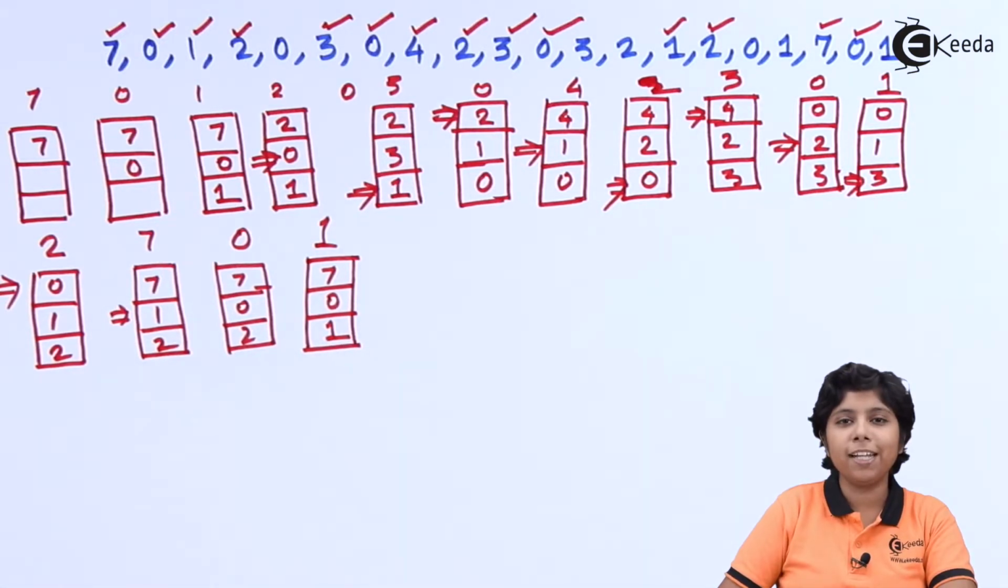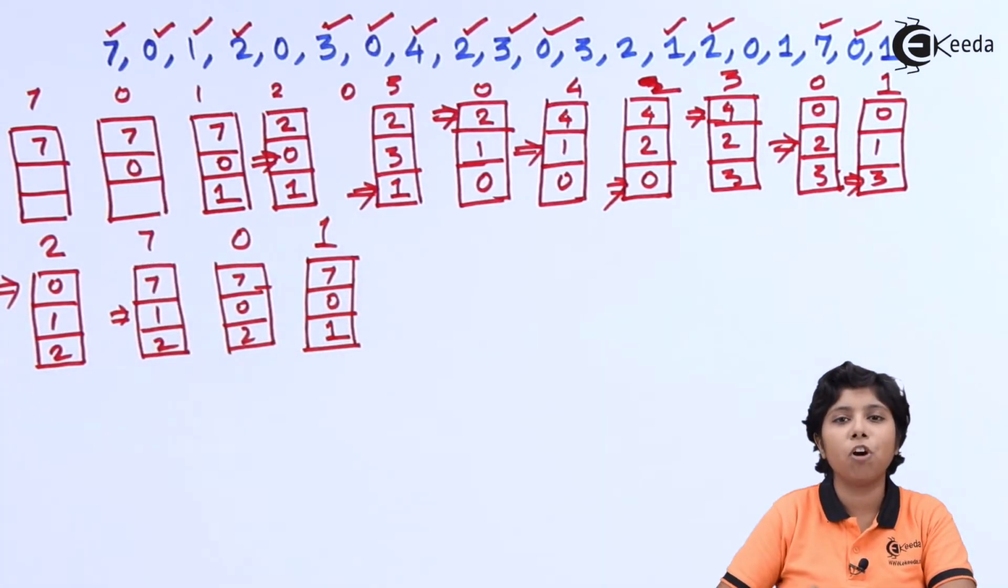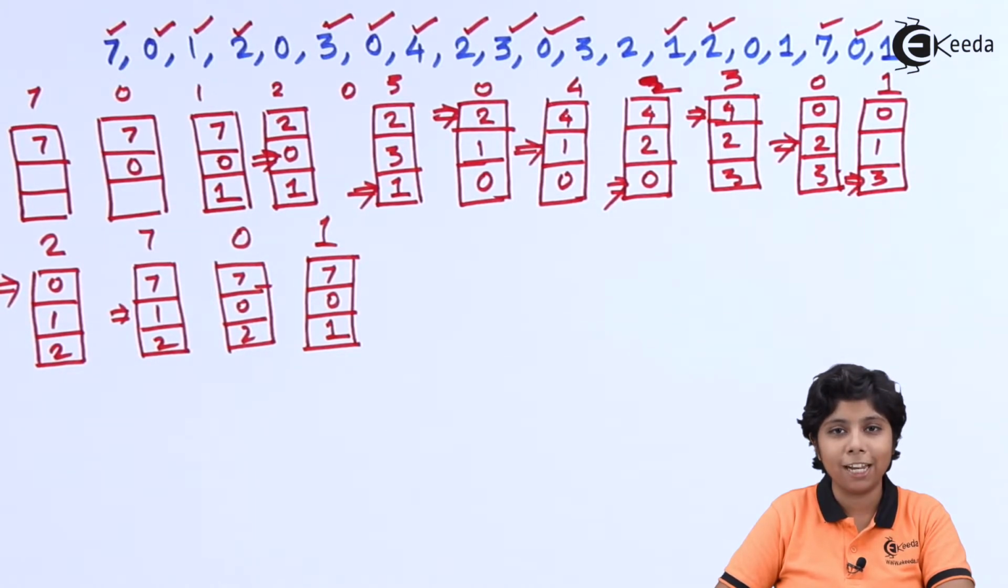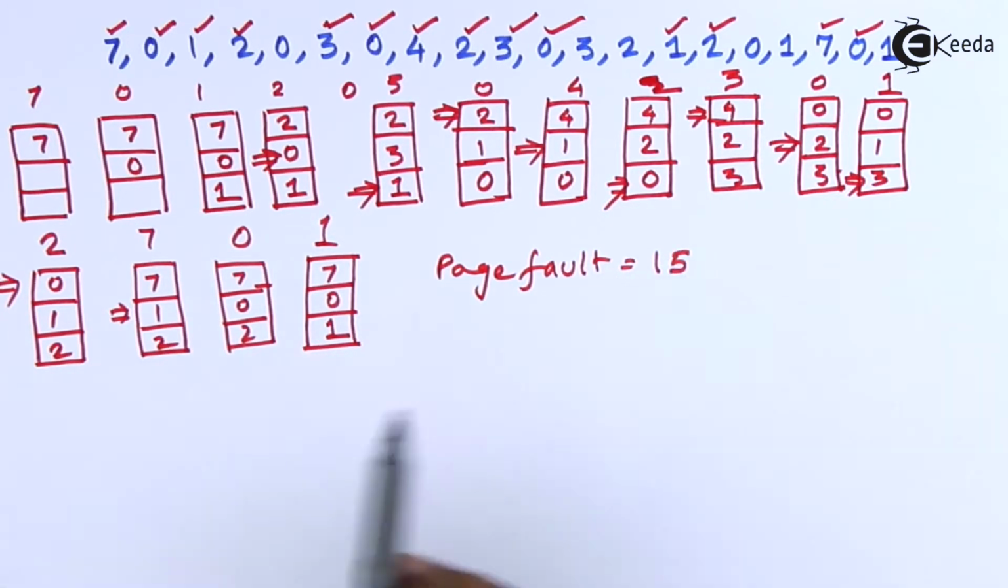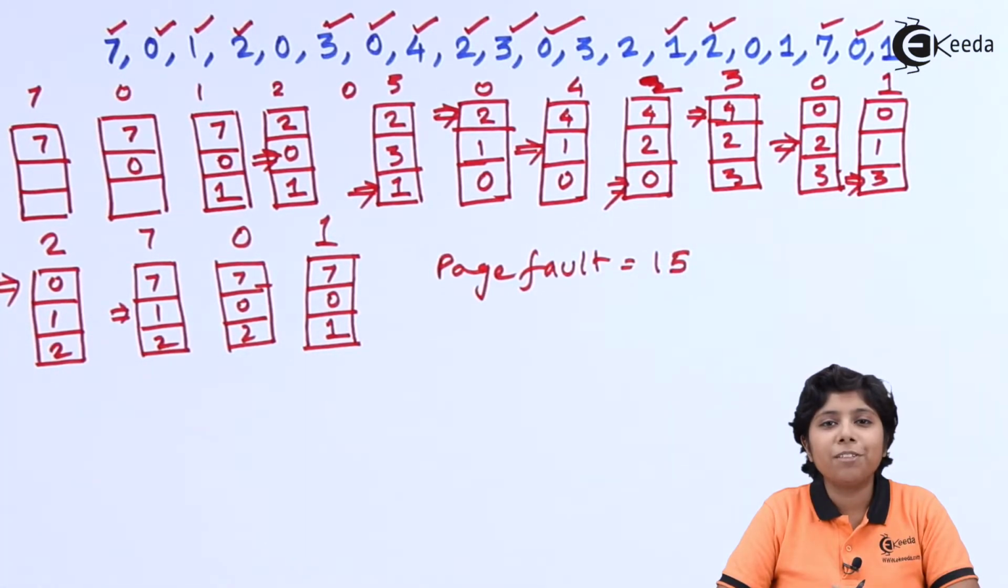So as we can see, there are a total of 15 page faults using this FIFO replacement algorithm. Although the FIFO page replacement algorithm is easier to understand, its performance is not good. On one hand, every time a new page comes in, FIFO replaces the oldest page. This type of problem cannot be solved.